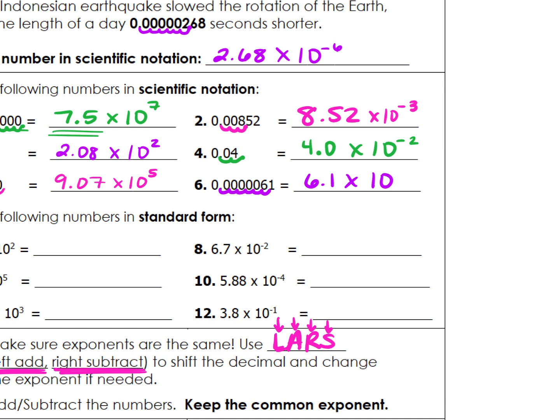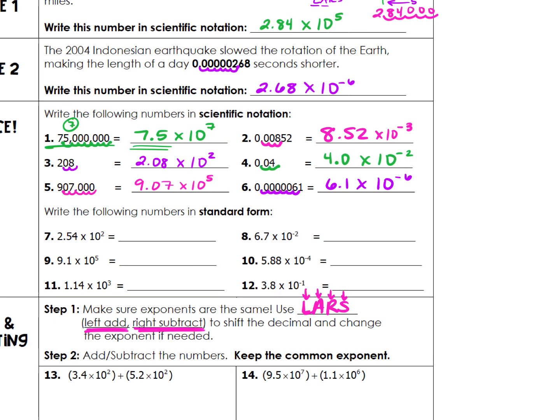Ten to what power? 10 to the negative 6. So 6.1 times 10 to the negative 6th power. Okay, so that's if they take a number and say put it into scientific notation. But what if they give you a number in scientific notation and they say write it in standard form? Standard form is like what we saw on all those first problems. That's standard form, okay?